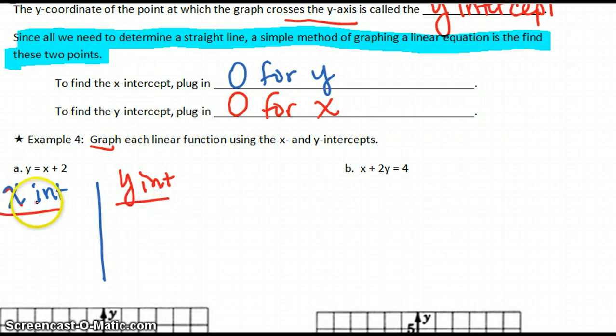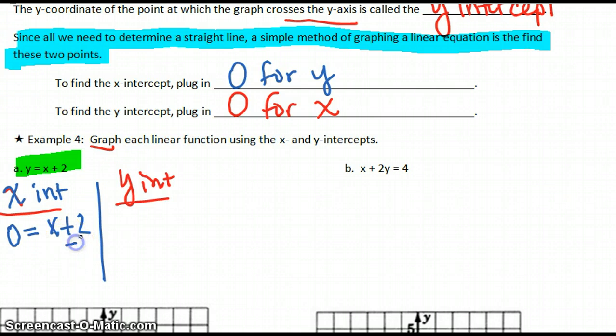So what did I say for x? I need to plug 0 in for y. Well, my equation here is y equals x plus 2. So if I'm replacing y with 0, 0 equals x plus 2. Did you see that? In place of y, I plugged in 0. Now let's remember, how do we undo what's happening to x?